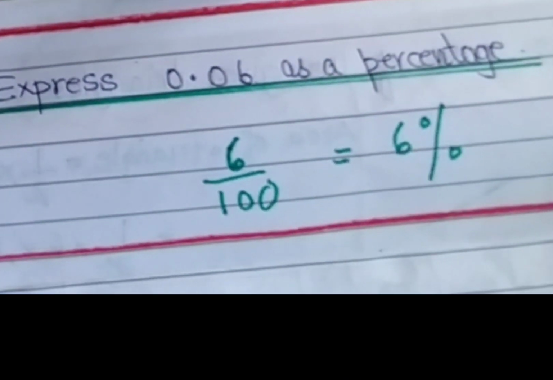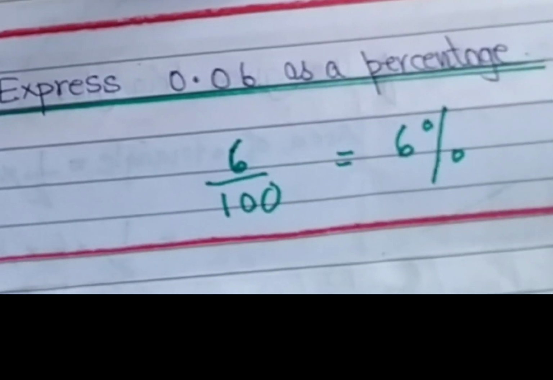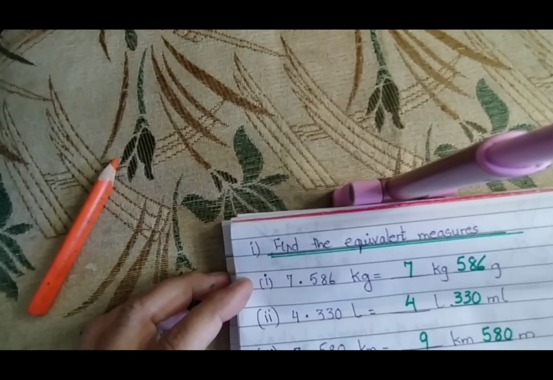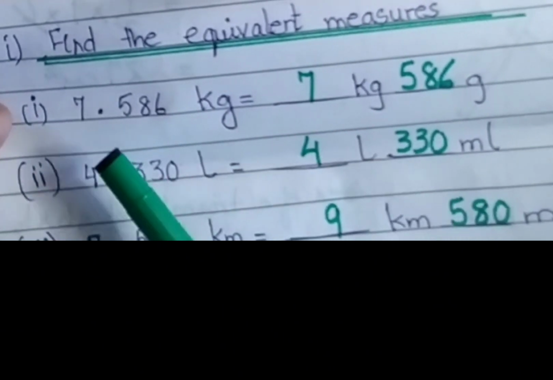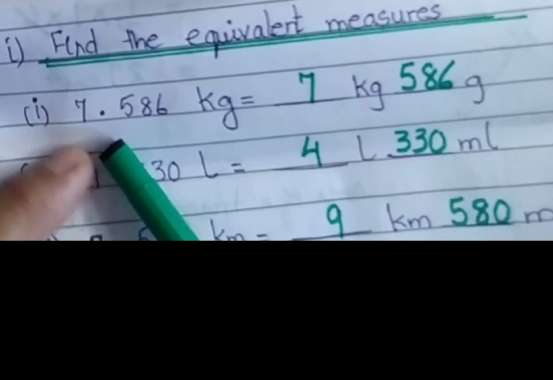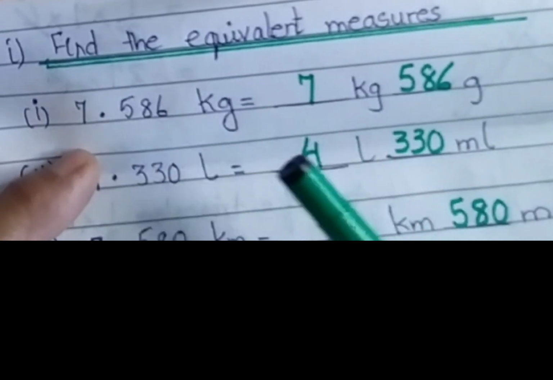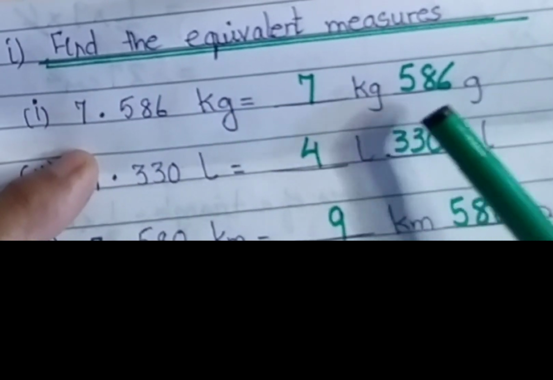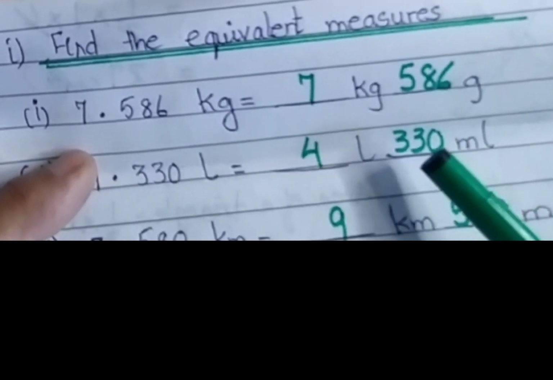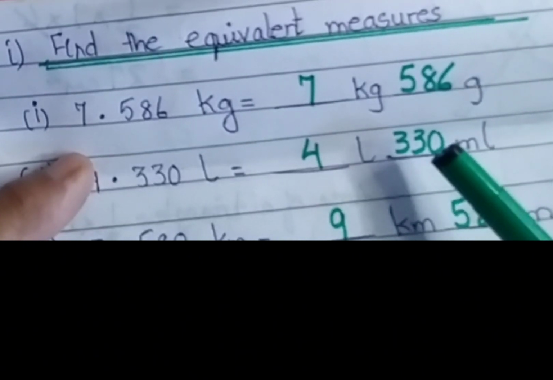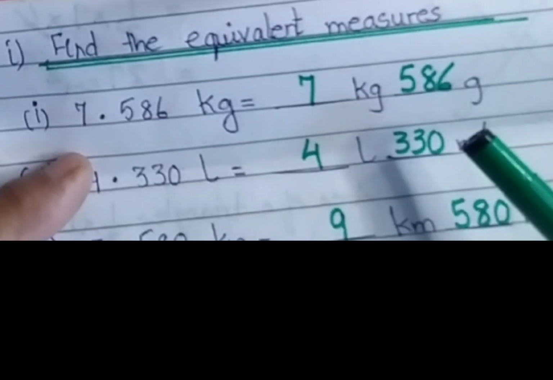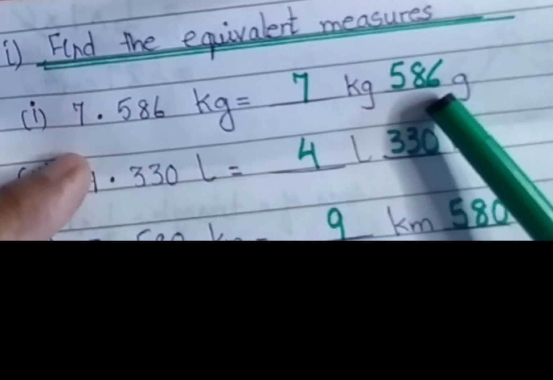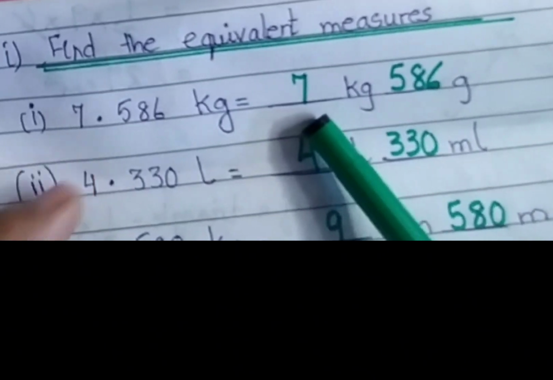Alright, moving ahead with the next part. Have a look at the equivalent measures. 7.586 kg. The whole number is the first thing that you see here. Whole number 7 is your kg and 586 is your grams. So 7 kg, 586 grams. Everybody should know 1 kg is equal to 1000 grams. So 3 places for grams here, the 3 zeros, and 7 is your kg.